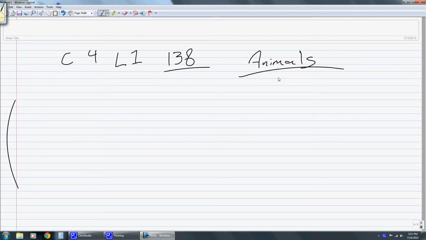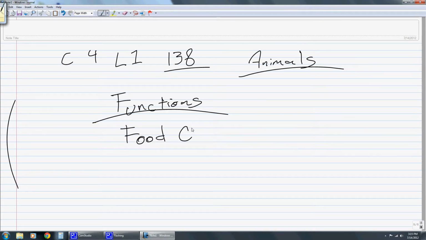Okay. So the first question we want to ask is, what are the functions of animals? The main functions of an animal are that they need to get food, they need to get oxygen, remember that's O2. They also need to keep stable internal conditions, and remember that's called homeostasis. They need to be able to move in some way, that's very important. And also they need to be able to reproduce.